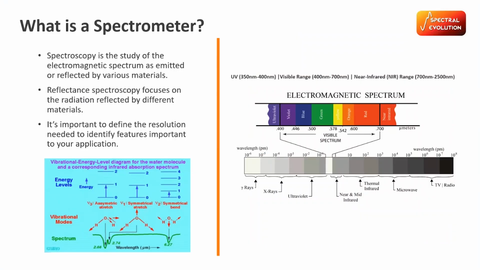So what is a spectrometer? In order to understand a spectrometer, it measures light. So I'll start by explaining what spectroscopy is and how a spectrometer works. Spectroscopy is the study of the electromagnetic spectrum as emitted or reflected by various materials. The electromagnetic spectrum is a representation of electromagnetic radiation, and they're defined by their wavelength. So a reflectance measurement directly relates to the materials and chemical structures and bonds of the material that's being scanned.